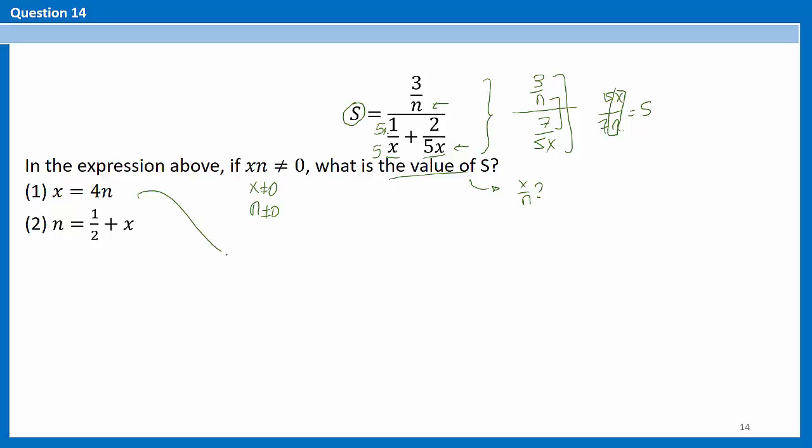Now statement 1, it's pretty easy. x over n is 4. Okay, so that is sufficient. Let's go with statement 2.